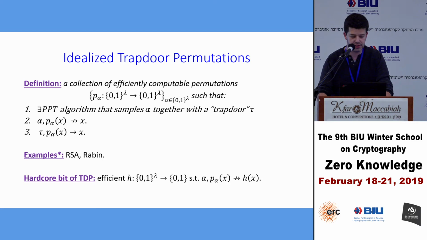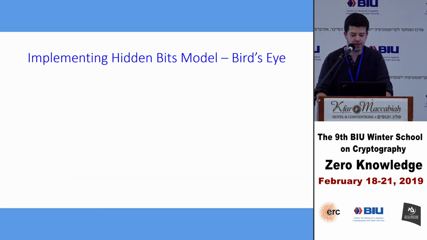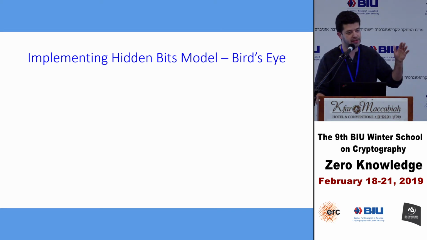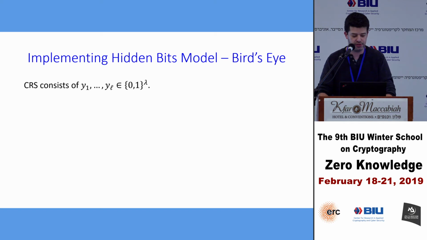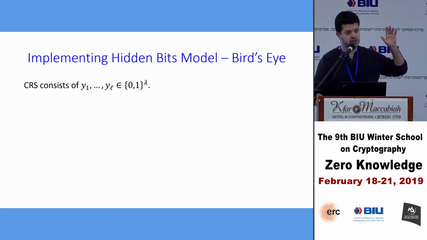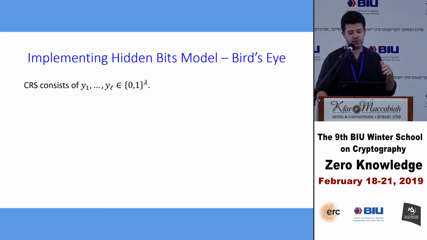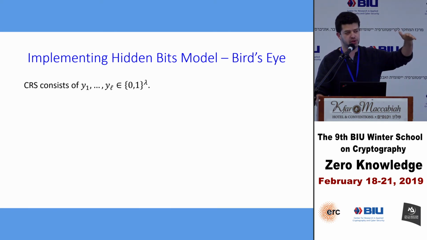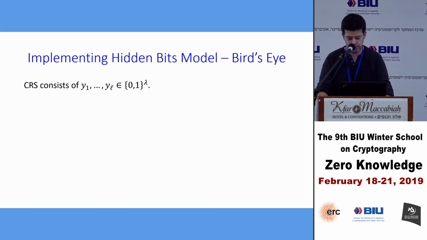Okay, so we want to use these idealized trapdoor permutations to implement the hidden bits model. We're going to start with a bird's eye view of what's going to happen, and then a very detailed view. So here's the bird's eye. Our CRS, we're now describing a full-fledged NIZK in the common random string model. So the CRS is going to consist of L different Ys. We'll see soon what L needs to be, but a bunch of Ys, which I think of as being in the codomain, or range, of the permutations. So a bunch of Yi's.